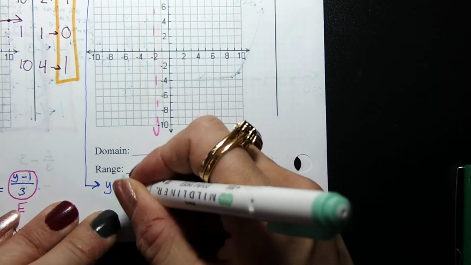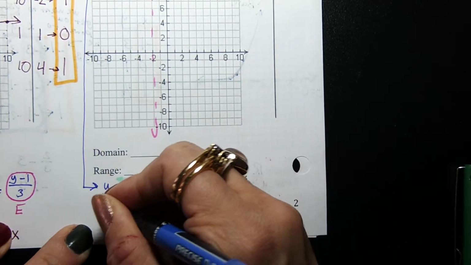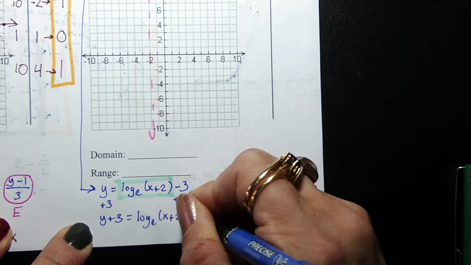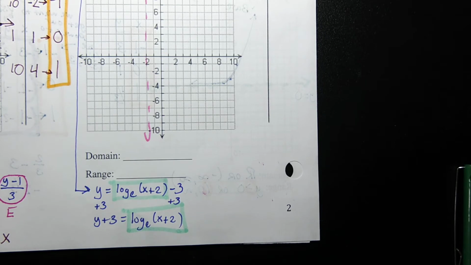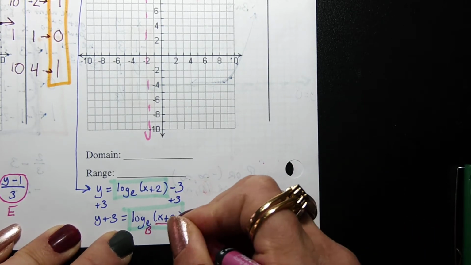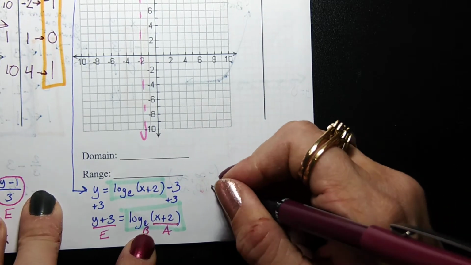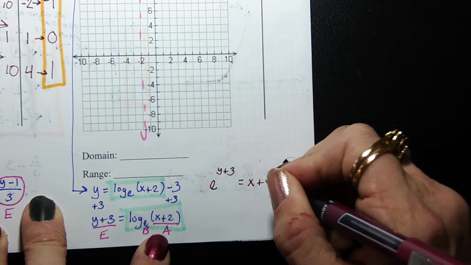If I told you to isolate the log, what do you think we should do? Add 3. So y plus 3 equals log base e of x plus 2. Can I subtract negative 2 to move that plus 2 out of the log? No. And I actually don't need to do anything with that because at this point, my log is isolated. And we have our corresponding points of exponential form. Big, base e, that whole thing is the animal, and that whole thing over there is the ears. So when we rewrite it, my base is e, my exponent is y plus 3, and my answer is x plus 2.